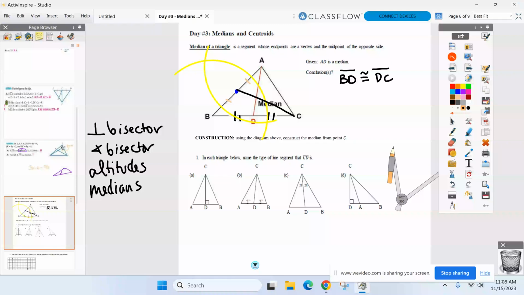Wait, do they all have to be used? I didn't say that. I said those are your choices. I didn't say how many should be used or how many times. It's just these are the four we've gone over the last three days. These are the four special lines in a triangle.